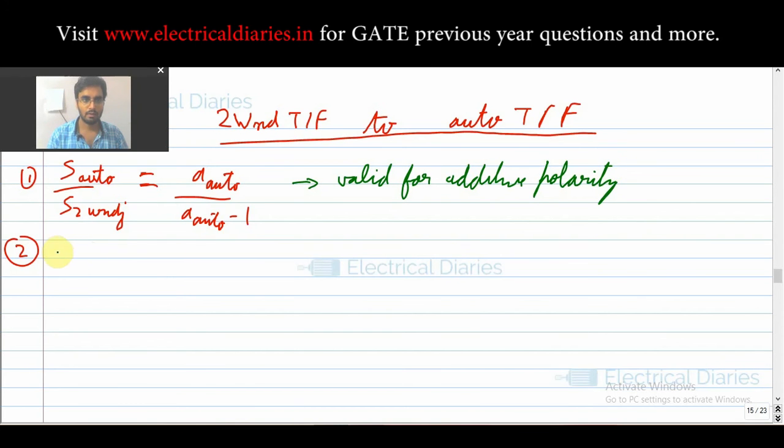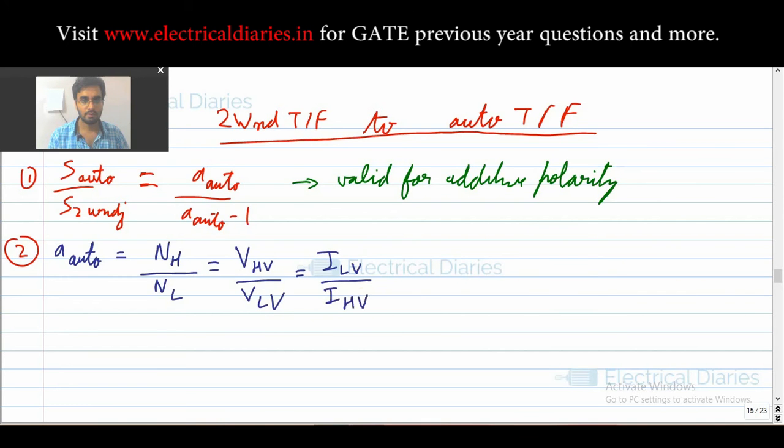The second thing that you should remember is that your A auto will always be the number of turns in the high voltage side divided by the turns in the low voltage side, which is equal to V HV upon V LV, which is equal to I LV upon I HV. This is the turns ratio. So this is your A auto.